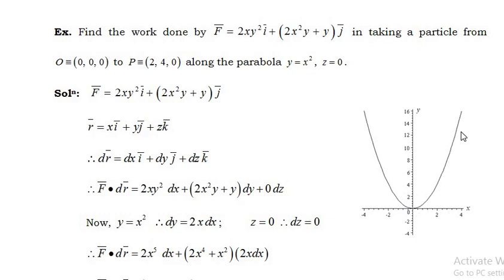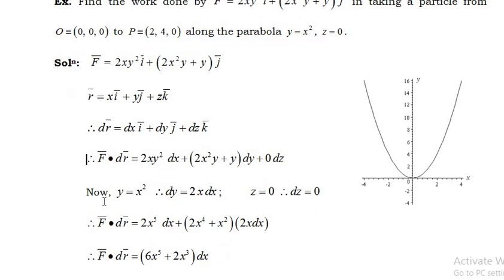It is like this, y equal to x square. Starting point is the origin, x equal to 0, y equal to 0 here. And the ending point is x equal to 2 and y equal to 4. This is the point, and the path is this curve, y equal to x square. So here we'll be expressing this F bar dot dr bar expression, which is in the form of x and y.